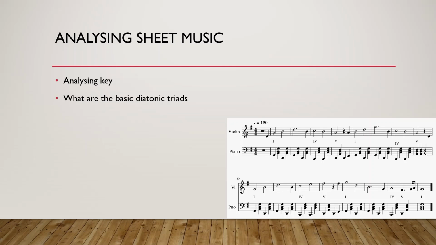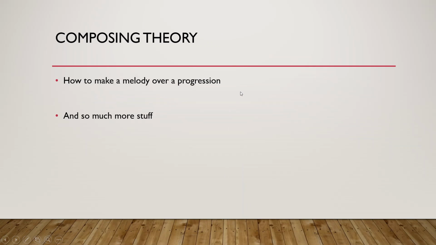First, analyze the key. What are the basic diatonic triads? In a major key, 1, 4, 5 are major, 2, 3, 6 are minor, 7 is diminished. And then we can fill in the Roman numerals to identify a piece, to get more information out of a piece. And we also learned a little bit about making melodies over a progression with guide notes and chords and notes that are part of a chord, which we did in lesson 18, if I'm correct.